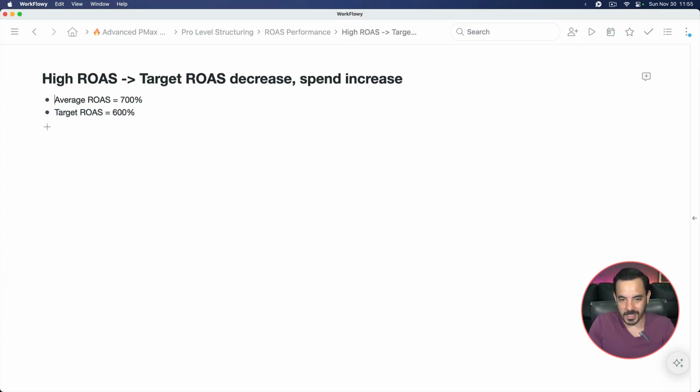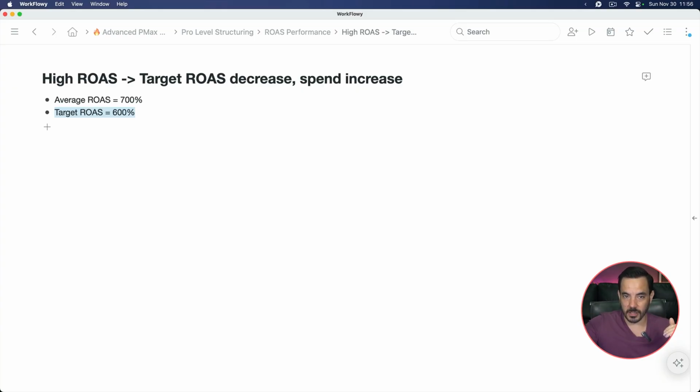The main thing here is whatever is their previous average return on ad spend that they were getting before you created this campaign structure. You create this campaign structure and then you lower the ROAS target. Why? The reason for that is Google will now be able to spend more on these products. These are your winning products, these are your high ROAS products, and if you lower the ROAS target, you get more volume on these products.